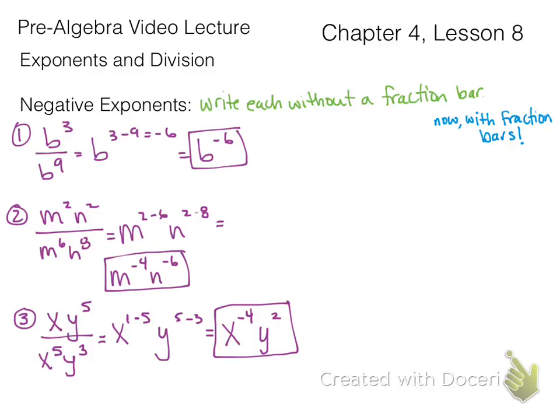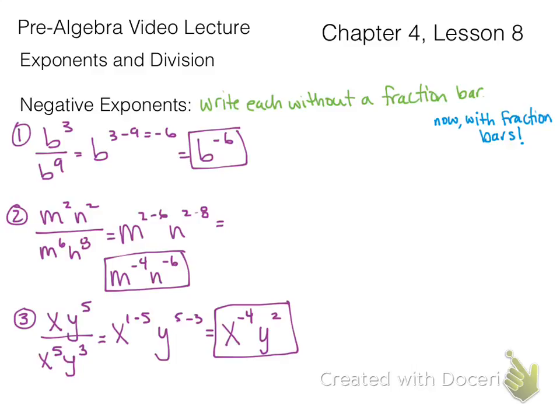So that's going to leave us with 1 minus 5, which is negative 4. So it's x to the negative 4th. For the y's, we have 5 minus 3, which is a positive 2. So this is going to get a little crazy when I actually turn this into something with fraction bars in just a second. So the final answer for 3 is x to the negative 4th, y to the 2nd.